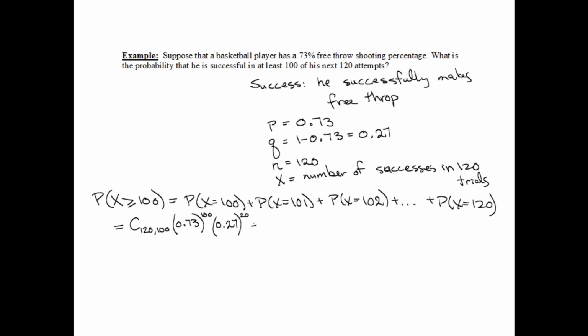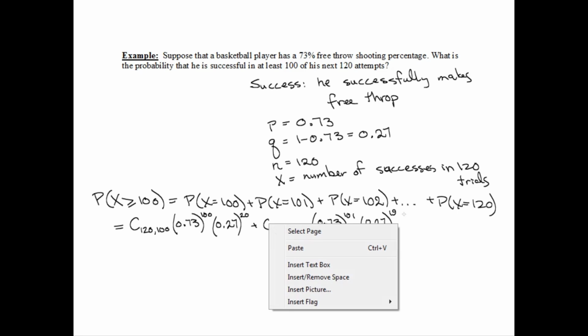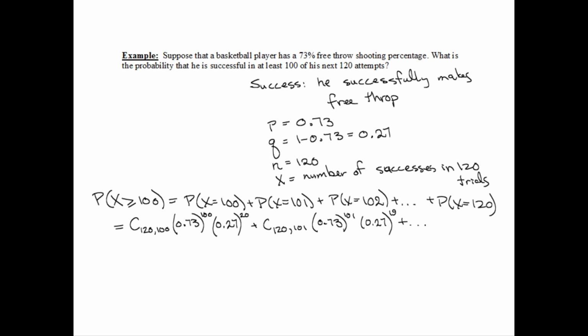Then we would do it again. This time we would have combination 120, 101. We would take the probability of success, raise it to the number of successes, and then we would take the probability of failure and raise it to the number of failures. If I had 101 successes, that means I would have 19 failures. And I would have to keep doing this all the way up to 120. So I would have 20 formulas here, actually 21 formulas. That would not be very much fun. So what we are going to do is use the normal approximation.